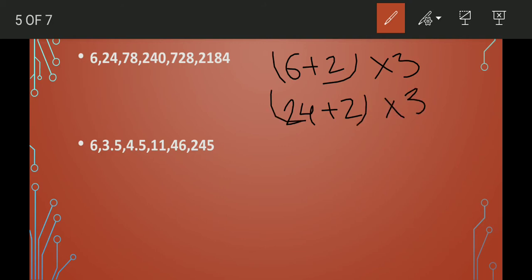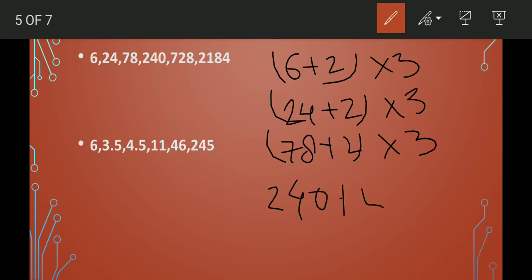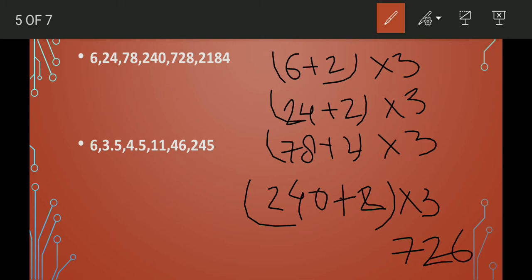So this is the pattern. Next, 78 plus 2 into 3 gives us 240. Next, for the next term, it should be 240 plus 2 into 3. So it should be 726, but here it is given as 728. Therefore 728 is our wrong number.